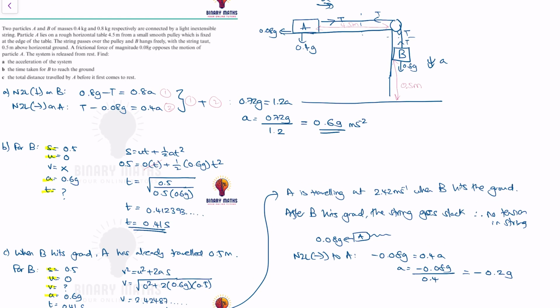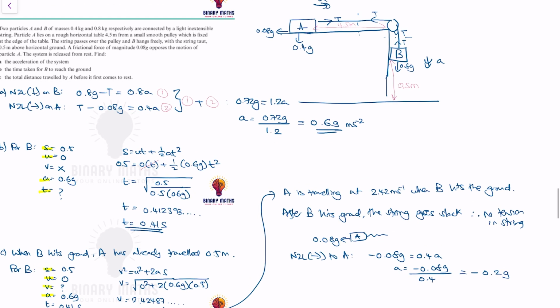So now A is traveling from a velocity of 2.42 until the time it comes to rest, which is v equal to 0. So initial speed is 2.42, and when it comes to a stop, velocity is 0. Then for A, if we set up a SUVAT, we're trying to find the distance traveled. We know the speed initially, after it's traveled 0.5 meters, is 2.42487... The final velocity is 0. The acceleration is negative 0.2g. We don't care about the time.